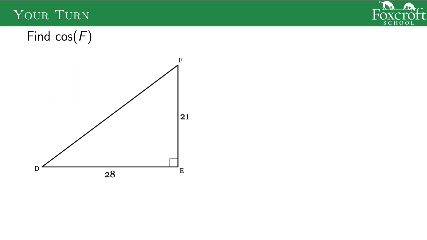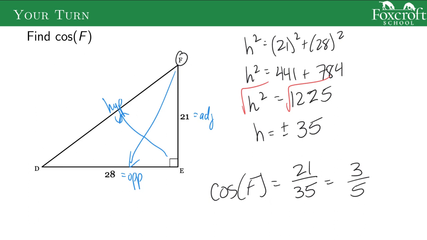All right, so here's the one for you to try on your own. Find the cosine of F in this problem. I'll show you the answer in 3, 2, 1. And the final answer you should get is that the cosine of F is 3 over 5. So we did the Pythagorean theorem. The missing side is the hypotenuse, that's by itself. And we get 35 for that missing side. Put it into adjacent over hypotenuse, and you get 3 over 5 when you simplify.